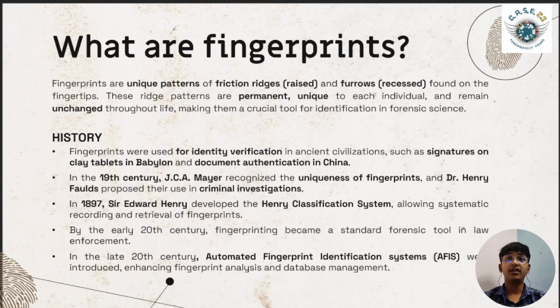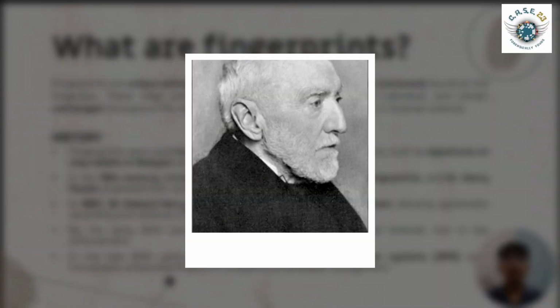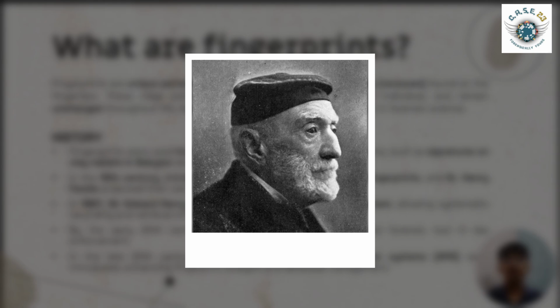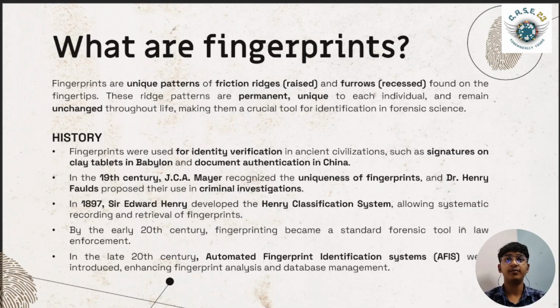But it was not until the 19th century that science caught up with ancient wisdom. J.C.A. Mayer was the first to recognize that no two fingerprints are alike. Not even identical twins share the same fingerprints. Then came Dr. Henry Faulds, who suggested using fingerprints to catch criminals. Imagine a crime scene in the 1800s. No DNA test, no surveillance cameras, just fingerprints left behind as silent witnesses. Imagine the situation of those forensic experts.